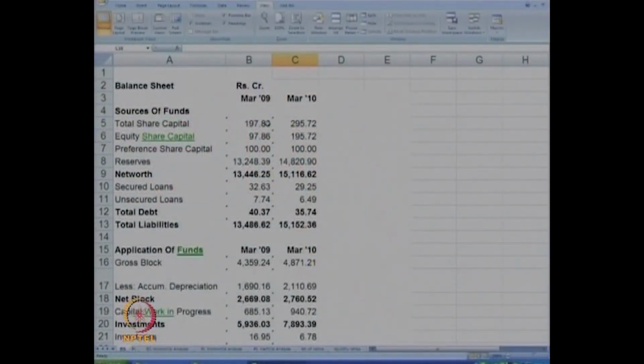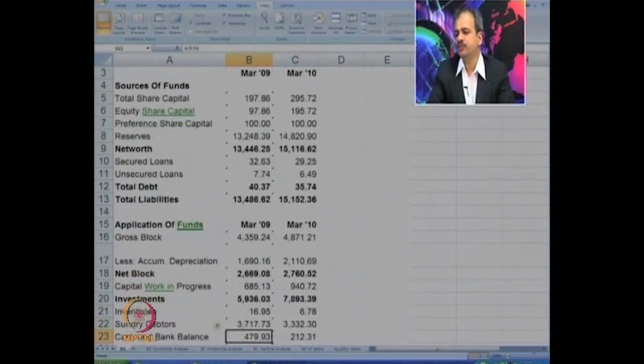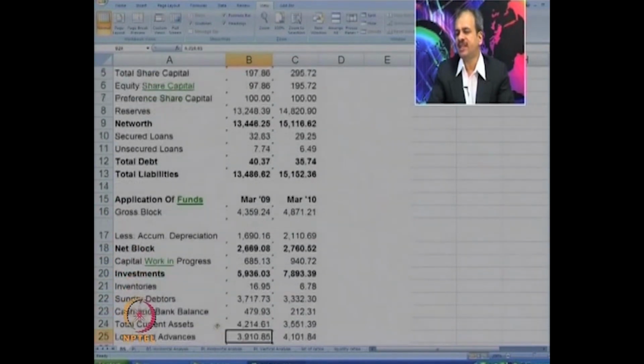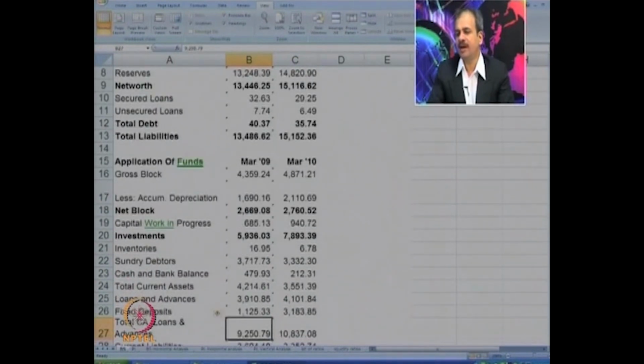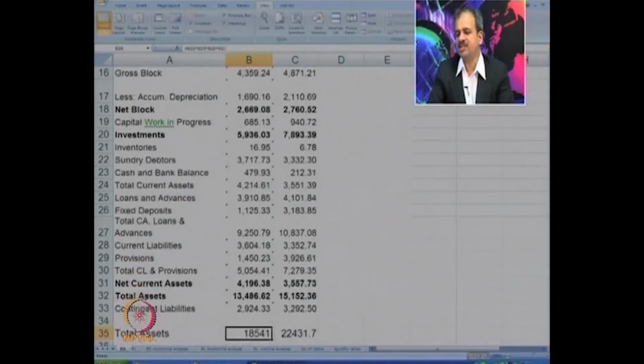You will find that equity capital has more or less doubled from 97 to 195. There is also preference capital of 100, which has remained constant. Then reserves have increased, but only marginally. If you go down, you will realize that total debt is pretty low. Gross block has slightly gone up. Then there is net block, followed by investments, inventories, and so on. Okay. Observe the balance sheet carefully.